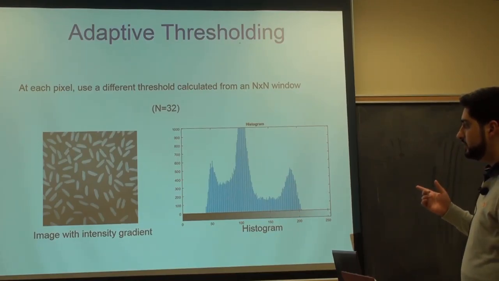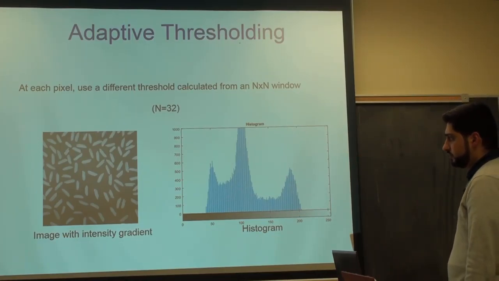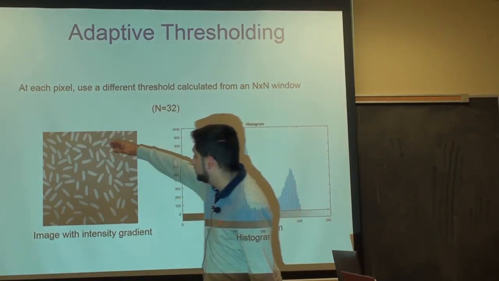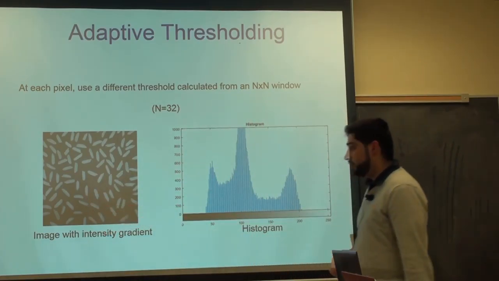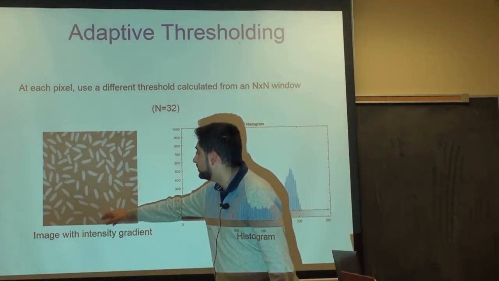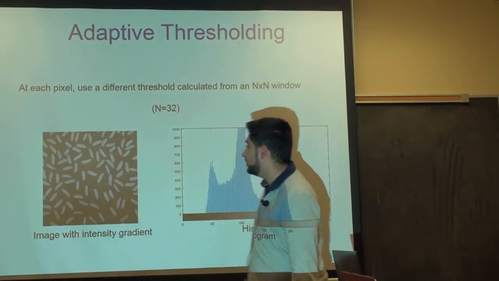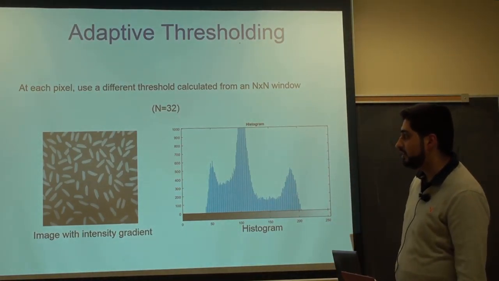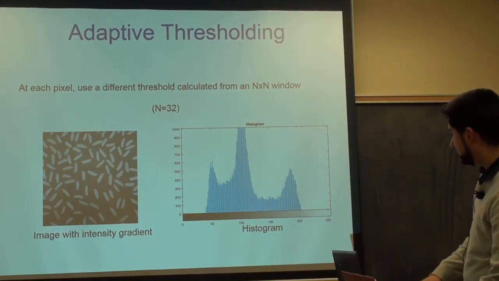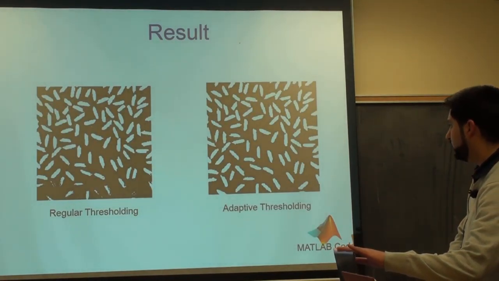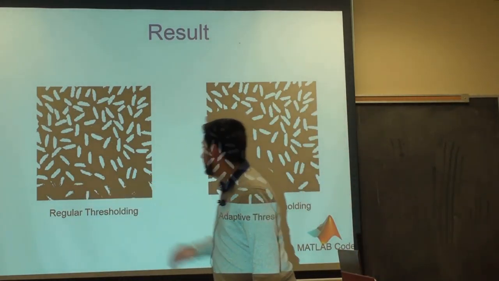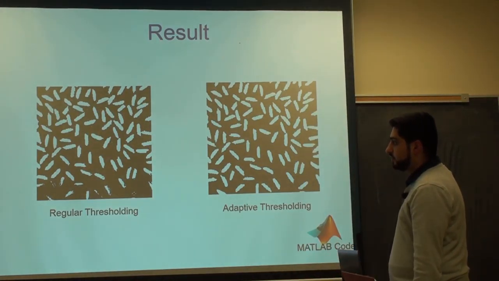And here's an example. This is a picture of rice from MATLAB. You can see the rice here is brighter than the rice over there. So if you use the regular method, those will be darker than those, the separation will not be even, and you're going to lose some data. If you use a regular threshold or Otsu, you lose some of the objects, or rice, in the image.